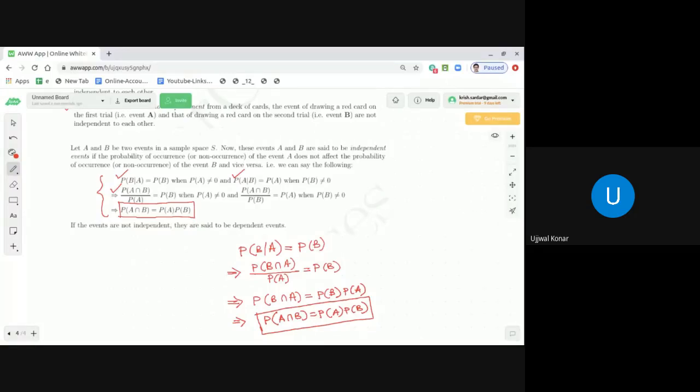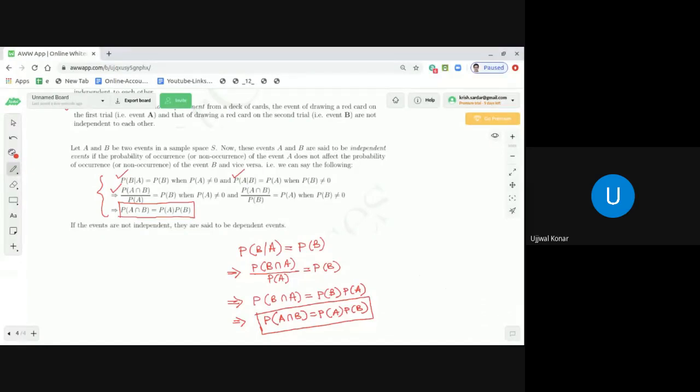If events are not independent, then we say that the events are dependent. That means two events could be either independent to each other or dependent on each other. So if A and B are independent, then probability of A intersection B is equal to probability of A into probability of B. And if the events are not independent, then we can say they are dependent.